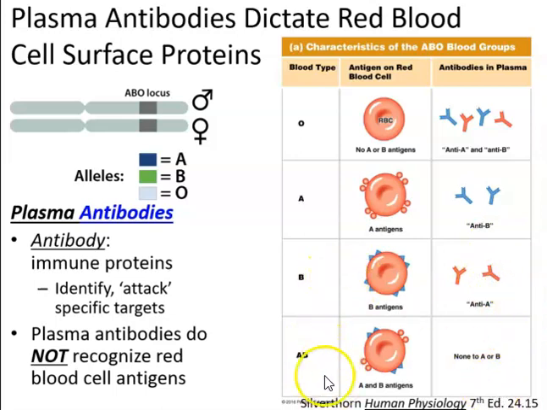Now for type AB blood, they have both A and B antigens on the surface of their red blood cells, and note there are no antibodies within the plasma, so no anti-A or anti-B, so they can actually receive any blood. So they are universal recipients. So type O being the universal donor, type AB being the universal recipient.